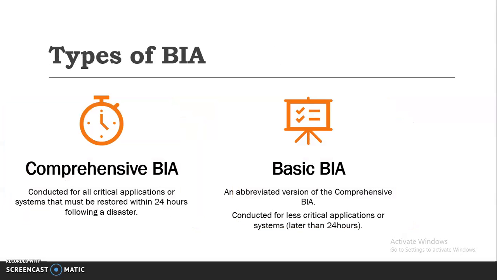Types of BIA. Comprehensive BIA is conducted for all critical applications or systems that must be restored within 2 hours following a disaster. Second type is basic BIA. Basic BIA is the simpler version of the comprehensive BIA. It is conducted for less critical applications or systems.